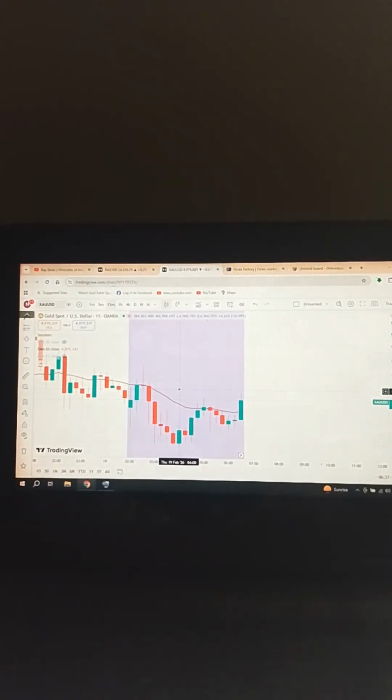For those who are joining, we are waiting for the gold market, which is about 10 minutes before we enter this trade. The reason why we are entering this trade is because the market has broken above the 13 EMA. Are you seeing, guys?